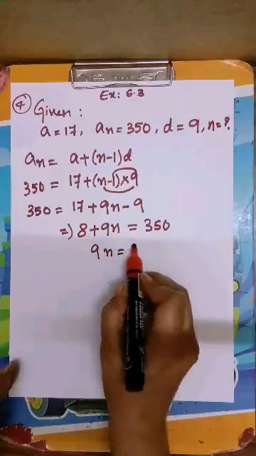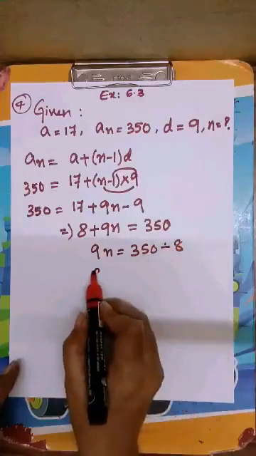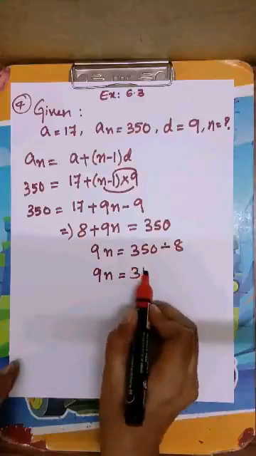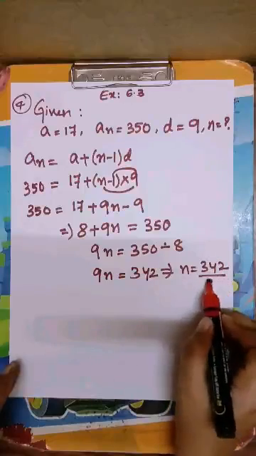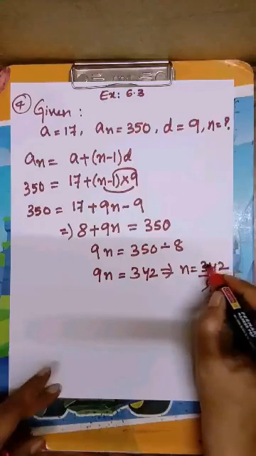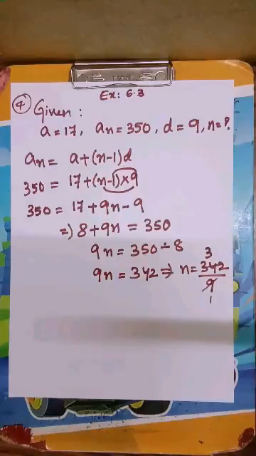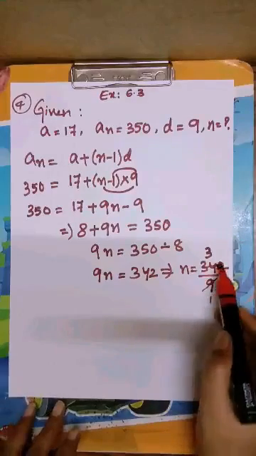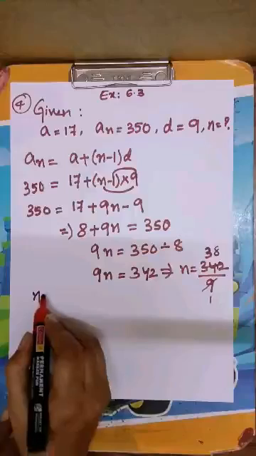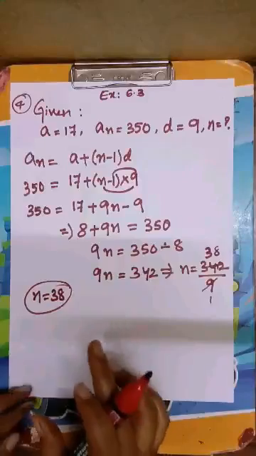9n is equals to 350 minus 8. When it goes to this side of the equal to, it becomes minus 8. So 9n is equals to 342. That implies n is equals to 342 by 9. 9 ones are 9, 9 threes are 27, 32, 33, 34, 35, 7 is left, 9 8s are 72. We got the value of n as 38. How many terms are there? We find n is equals to 38.